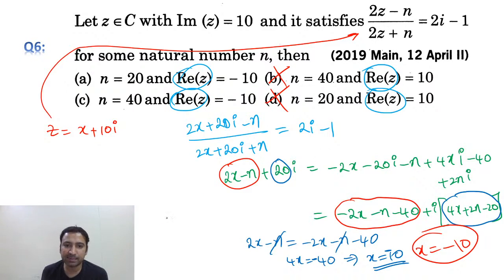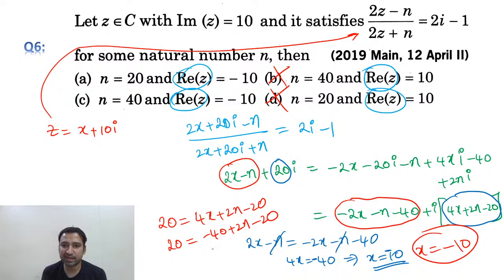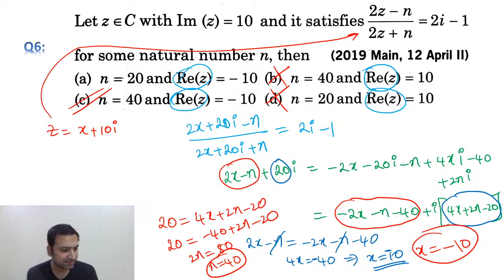Now compare imaginary parts. If you compare imaginary parts, what do we get? 20 is equals to 4x plus 2n minus 20. And the x value we already calculated. Substitute that x value here. So here, minus 40 plus 2n minus 20. That's what we're getting. So tell me, guys, what is the n value? The 2n value we calculated is 80. So that means the n value is 40. Perfect. N is equals to 40. Isn't it easy, guys? Easy or not?